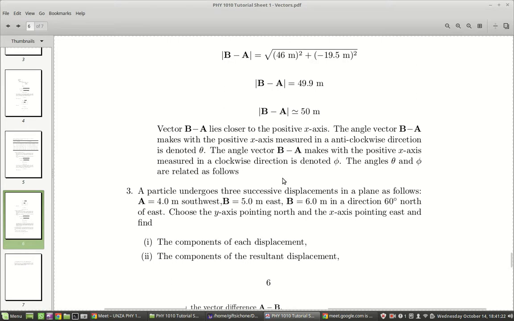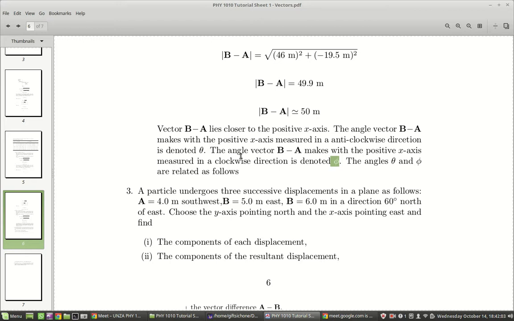So here we've got two angles: theta and phi. The angle theta is the angle you measure from the positive x-axis, going in an anti-clockwise direction up to where the vector is. Then there's the angle phi, which you measure from the positive x-axis going in a clockwise direction. One difference between these two angles is that theta moves in an anti-clockwise direction, while phi always moves in a clockwise direction. So phi is always negative.